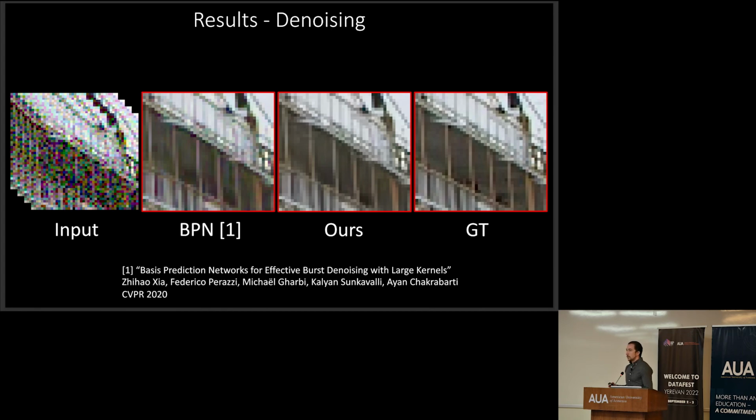We also apply this for burst denoising. So then we have this input. This was the previous state of the art. You get lots of artifacts and color artifacts and so on. And our output is almost, in a sense, better than the ground truth, because the ground truth actually also has some noise in it.